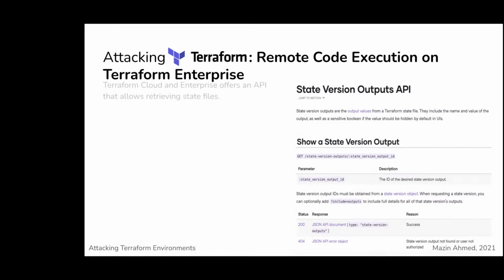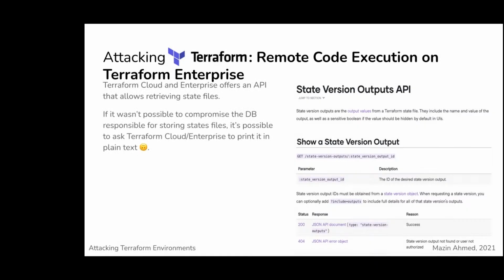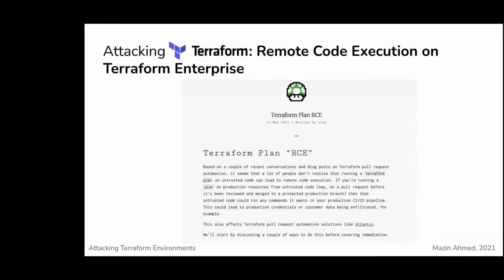And this API could be used for retrieving the state file that, as discussed, it's really important to have saved as sensitive or mark it as a sensitive thing. So if it wasn't possible for you to compromise the database responsible for storing the state files, it's possible to ask Terraform Cloud or Terraform Enterprise to print it in plain text nicely. And it works. It's really fun. This would mostly contain sensitive data, as we talked earlier.